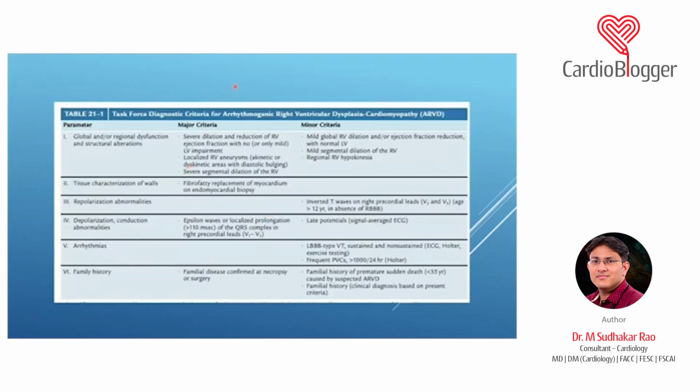So these are the various major criteria. There is a fibrofatty replacement of the myocardium, and repolarization abnormality in the form of inverted T waves in leads V2 and V3. And then you can have epsilon waves on the ECG in leads V1 to V3. You have an LBBB type of VT, which can be sustained or non-sustained, and you can do Holter monitoring for those group of patients. If family history is there, then it can be very definite.